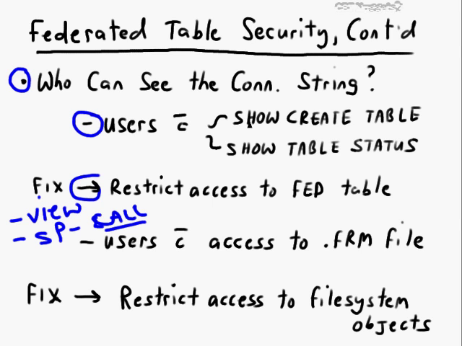Now, at the file system level, this is more controllable and calls to mind operating system and file system security. If the user has access to the format file, the FRM file, this again would allow the user to expose the connection string. The fix there is to restrict access using file system permissions and disallow ordinary users access to file system objects.